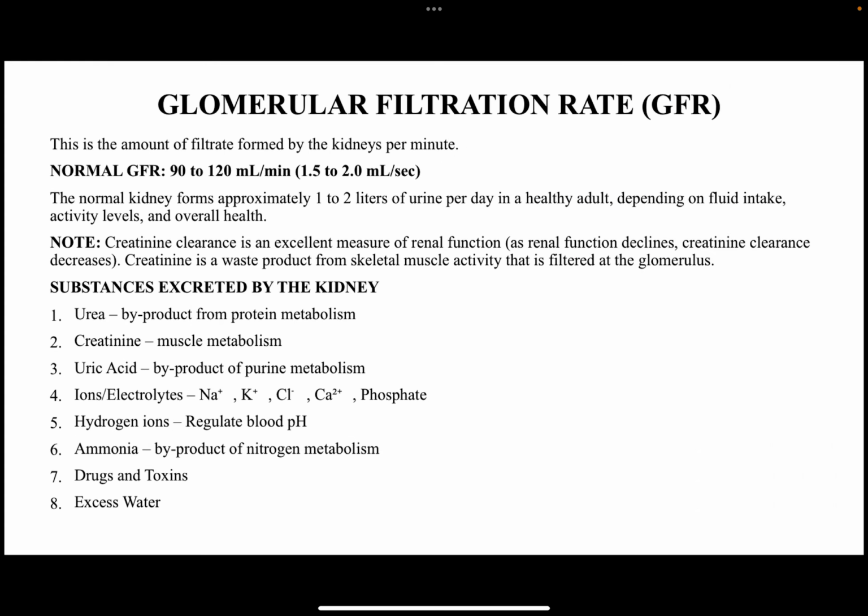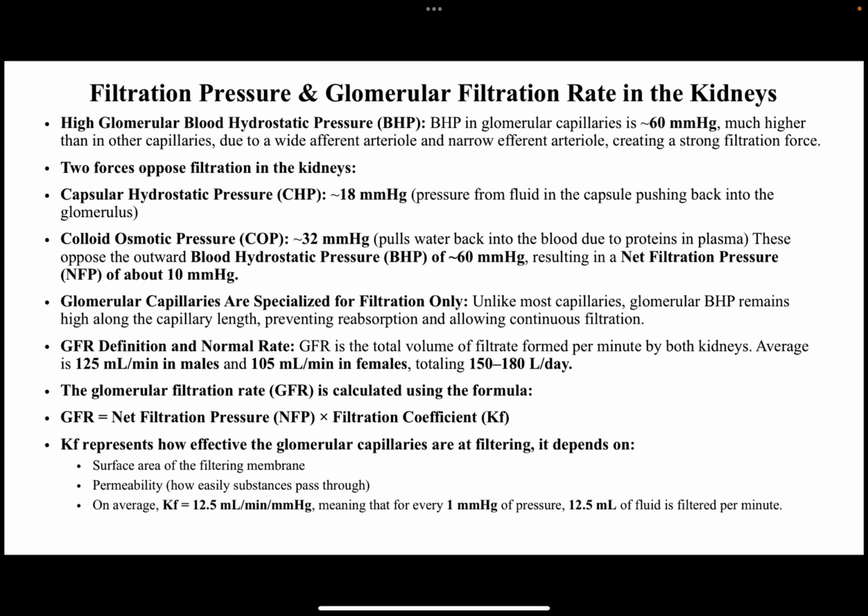Good. Now, let's look at filtration pressure and glomerular filtration rate in the kidneys. Now, we have three main pressures. When we say glomerular filtration rate, we are looking at the amount of filtrate formed by the kidneys per minute. That depends on three pressures. Now we are going to look at these three pressures and how we can consider them to arrive at the glomerular filtration rate.